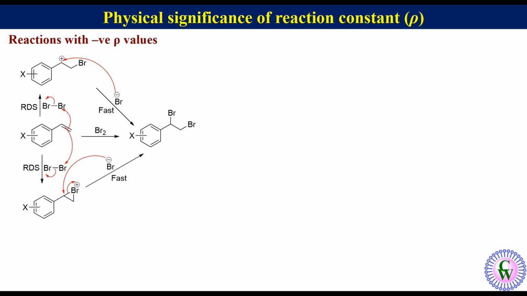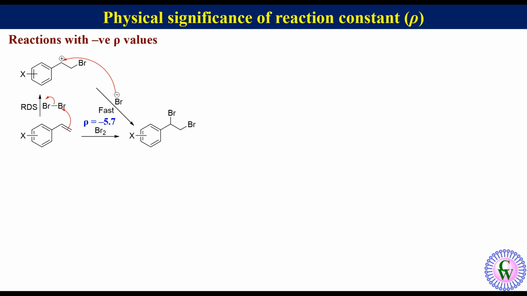carbocation to produce product. Rho value for this reaction is found to be minus 5.7. This is consistent with the formation of benzyl cation in the rate determining step, where the charge is delocalized around the ring. So, the mechanism involving benzyl cation intermediate is the correct mechanism.